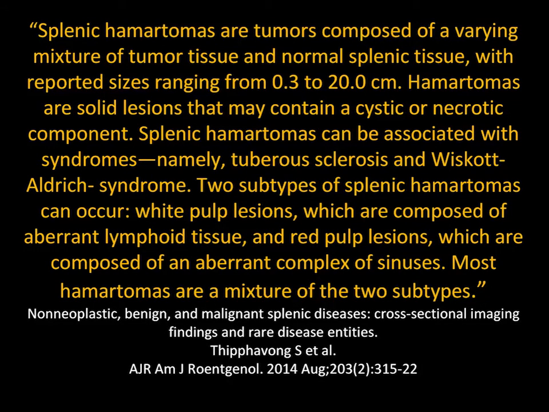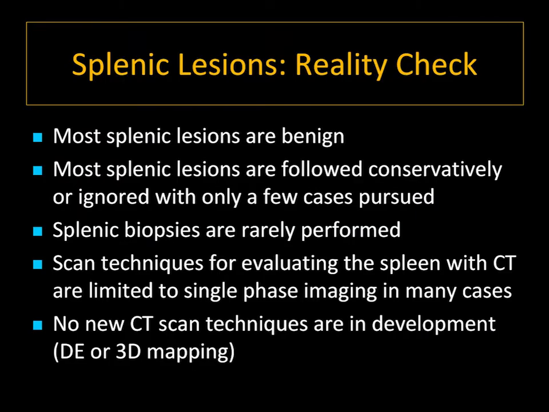I like splenic hamartomas because they tend to bulge the spleen out. I've seen them often called malignancies, and I've been able to help people not get biopsies or surgery by saying, aha, this is a hamartoma. They occasionally occur with things like tuberous sclerosis or Wiskott-Aldrich syndrome, but that's exceedingly rare. Most hamartomas are easy to recognize.